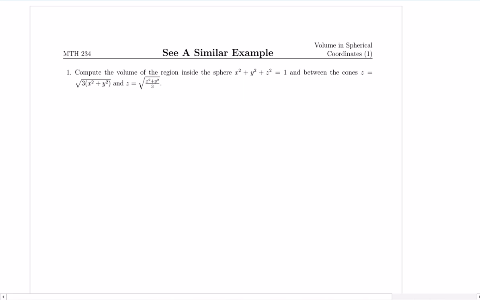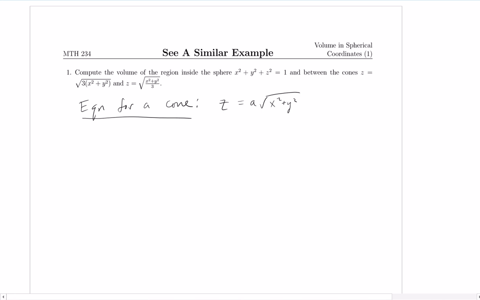Now before we get started, it's important that we're able to write the equation for these cones in spherical coordinates. So before we actually do the computation, let's do that. So in general, the equation for a cone, at least in the form that we're given here, is like this. Z equals some constant, which I'll just write as a, times the square root of x squared plus y squared.